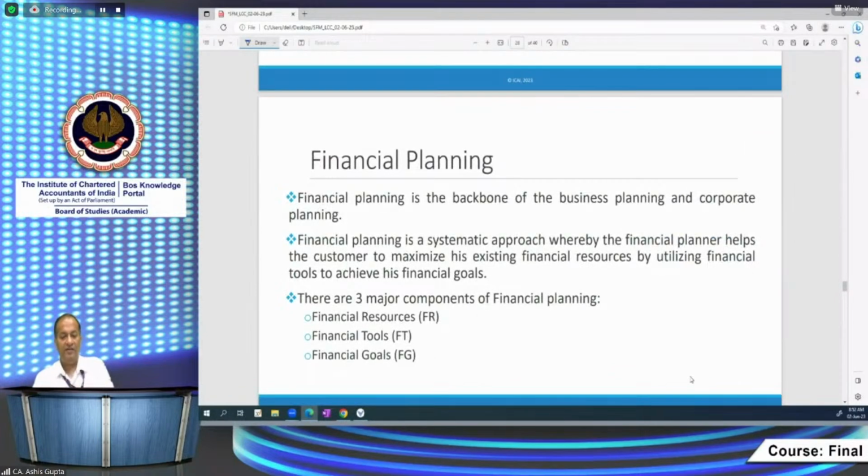Now, the next topic is financial planning. Financial planning is the backbone of business planning and corporate planning. Financial planning is a systematic approach where the financial planner helps the customer maximize his existing financial resources by utilizing tools to achieve his financial goals. There are three major components: financial resources, financial tools, and financial goals. Okay, students.